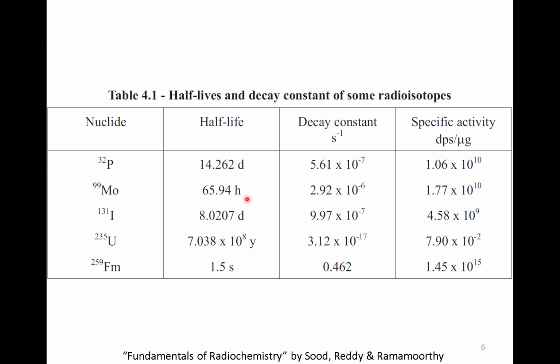Another important point to understand is if the half-life is large, the decay constant is very small. If the half-life is small, the decay constant is large. Another way of talking about activity is specific activity. This is disintegrations per second per microgram of the material. So here the specific activity is large. Here the specific activity is small.